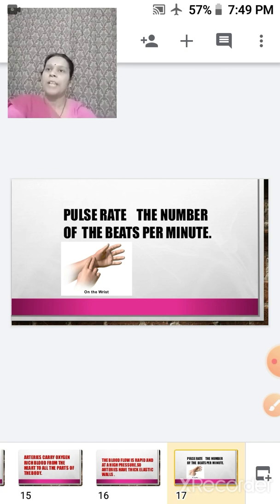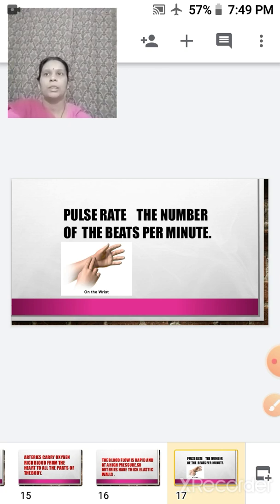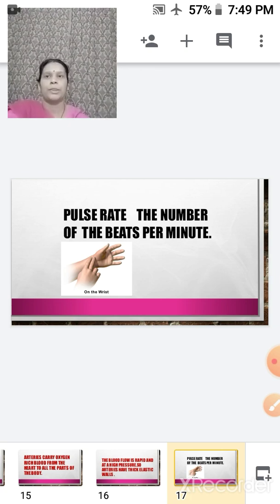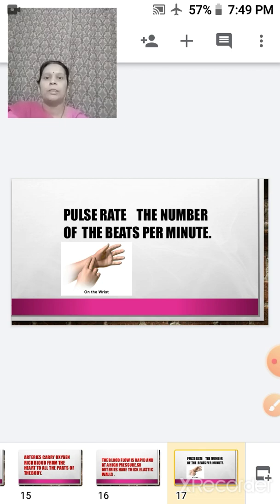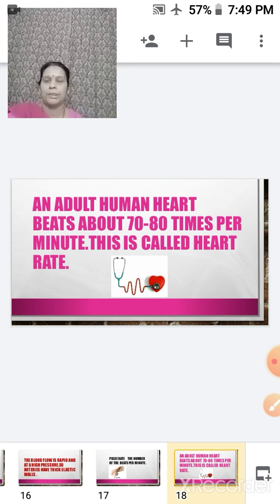The heart pumps the blood due to the rhythmic contraction and expansion. This we will be studying later on, because of the chambers that are present within the heart. This goes on an average of about 70 to 80 times per minute. And this rhythmic contraction and relaxation of the heart is said to be your heartbeat.